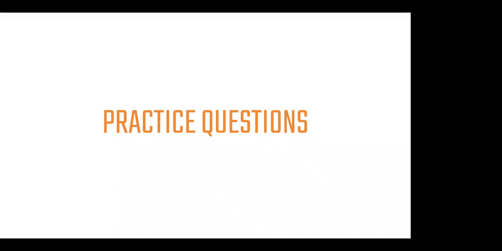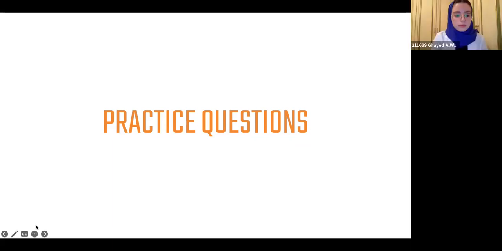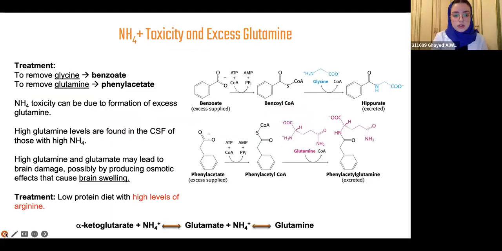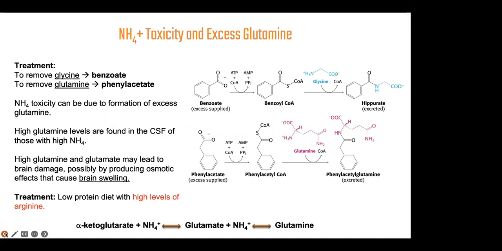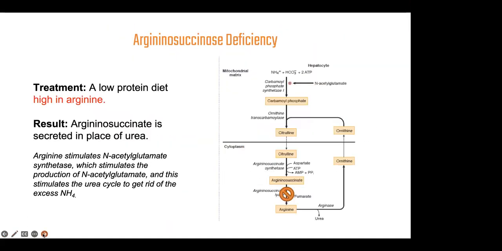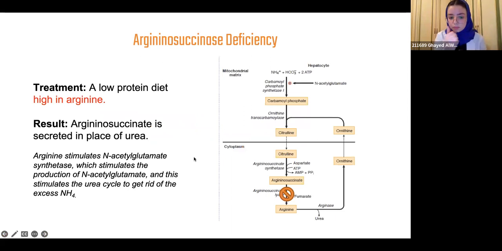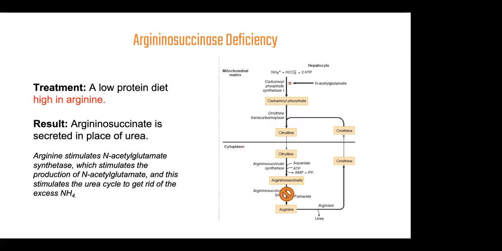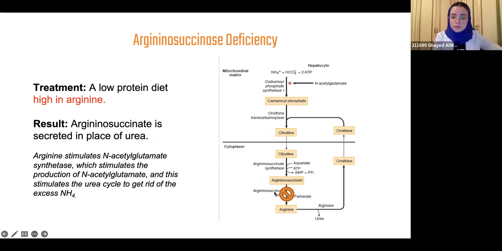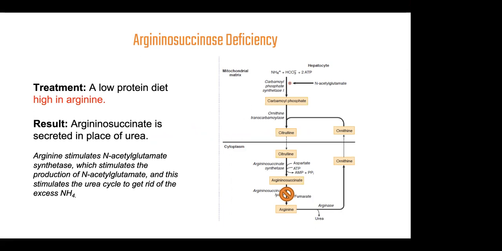Can you go 2 steps back, like 2 slides, to the second deficiency? Was it this one? No, the next one, I think. Yeah, that one. Okay. So you said if there is argininosuccinate deficiency, we won't be able to produce arginine, so we won't be able to produce urea and ornithine. So how do we get more ornithine to produce the citrulline and then proceed the process?